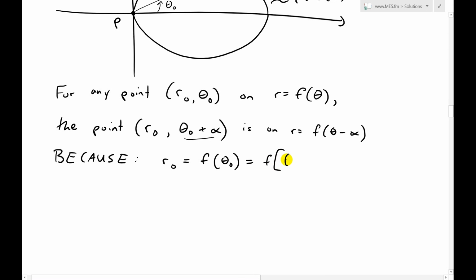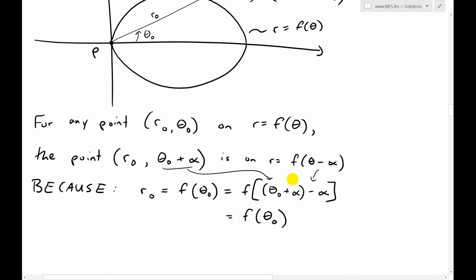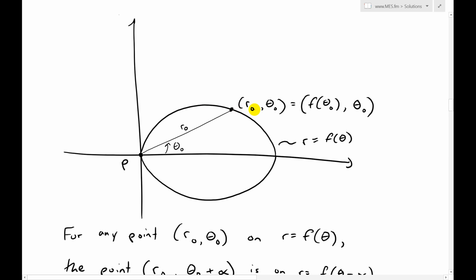So this is equal to, when we plug in theta naught plus alpha, and for this function, this is minus alpha, like that. So then these would just cancel, and we're just left with f of theta naught. In other words, basically we're going to get the exact same point here. So this is r, like that.